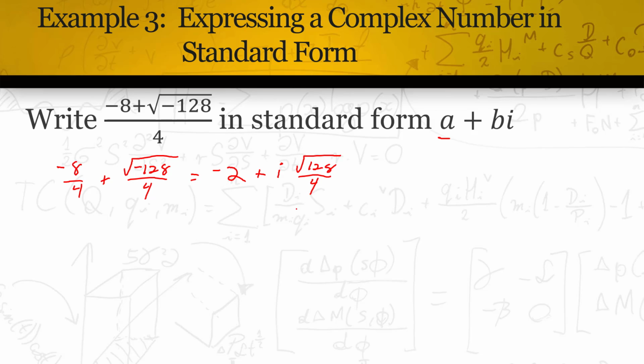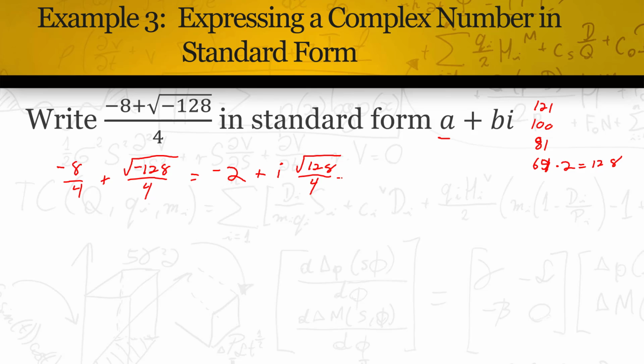Now this is in standard form, but you will also need to simplify this, which basically amounts to evaluating this square root. Now what are the perfect squares that are factors of 128? What are the perfect squares that are less than 128? Well, there's 11 squared, which is 121. There's 10 squared, which is 100. There's 9 squared, which is 81. There is 8 squared, which is 64. And 64 times 2 is 128.